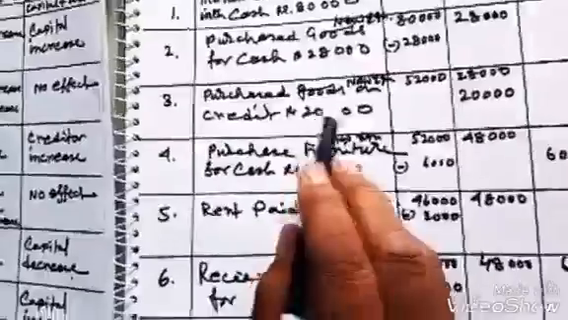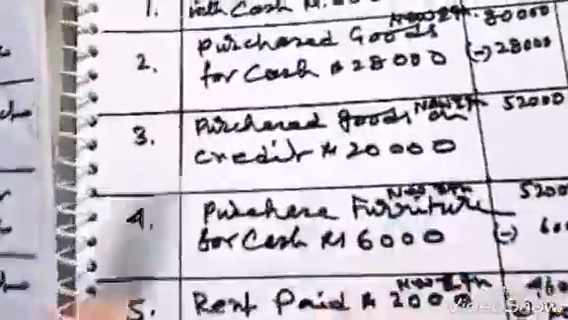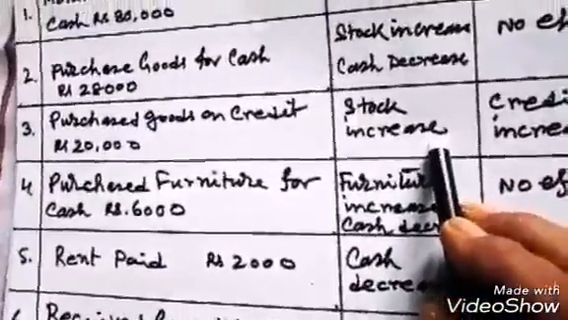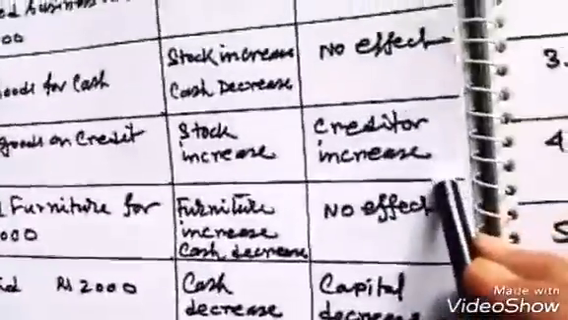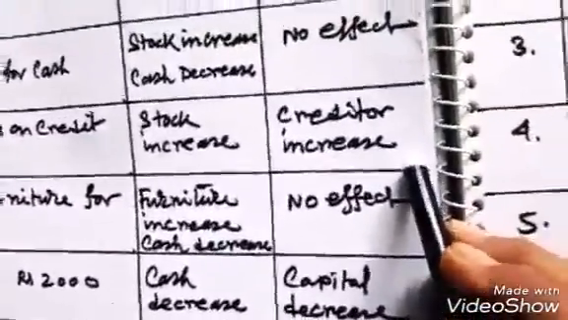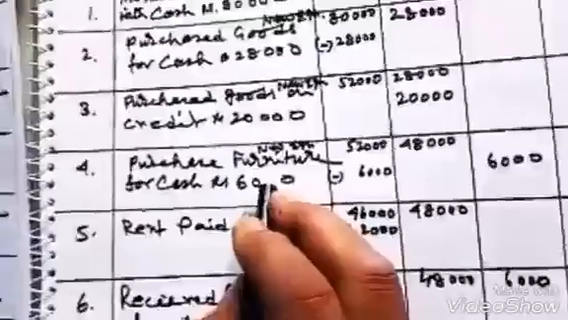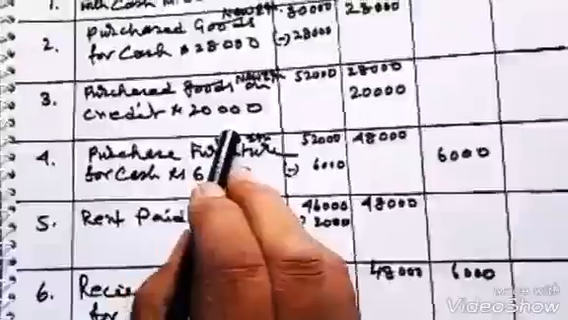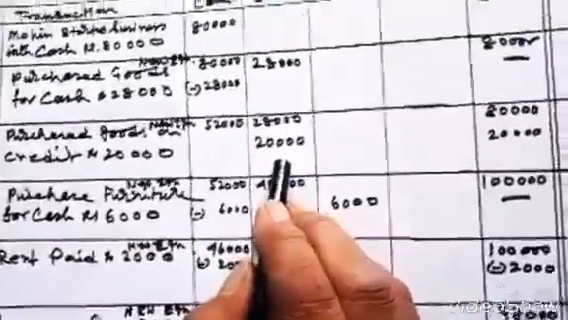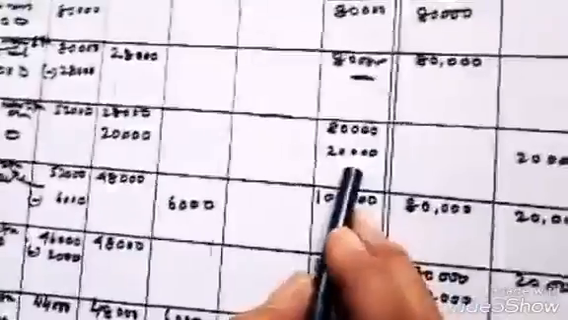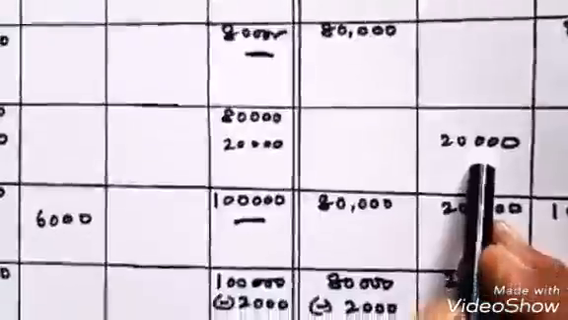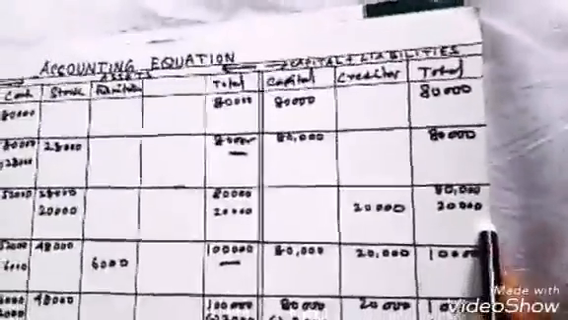Now come to the transaction number 3, that is purchase goods on credit rupees 20,000. See here, for transaction number 3, stock increases by 20,000 and creditor increases by 20,000. Now come here in the accounting equation, purchase goods on credit 20,000. So your stock increases by 20,000 and total, it is total of asset, it is also 20,000. Creditor is 20,000. So on the total side 20,000 is coming.